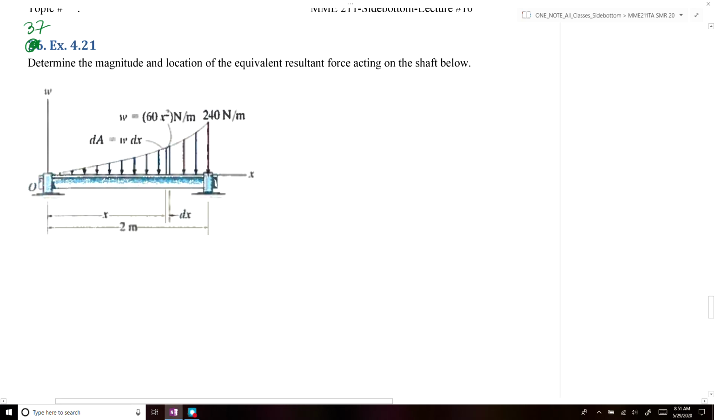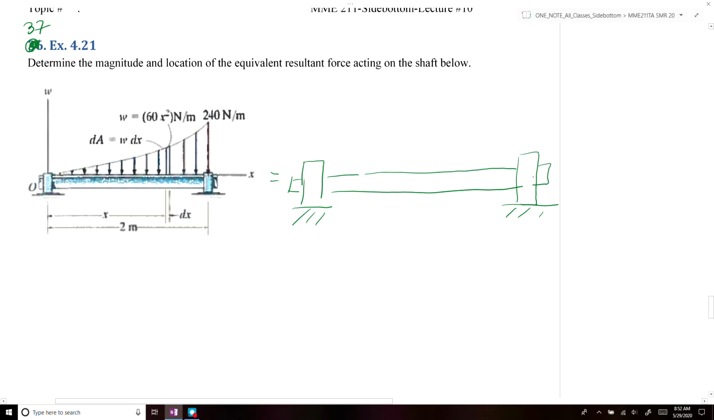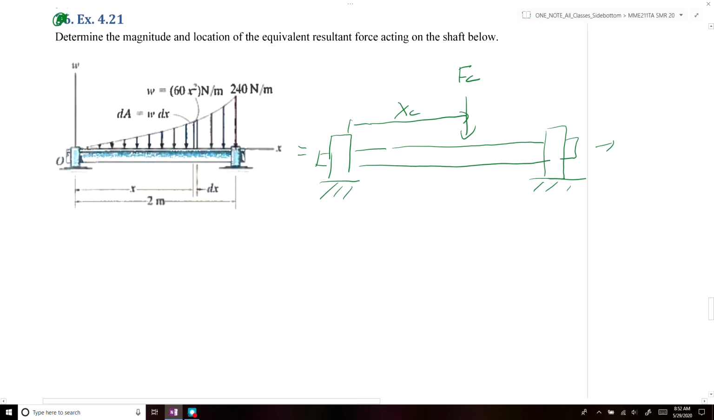So in this example problem, we're given a shaft that has a distributed load. What we're interested in finding is, for this shaft supported by two bearings here, what is the concentrated force due to this distributed load, and at what point is this concentrated load being applied. Okay, so in order to find this, we can use the following two equations.